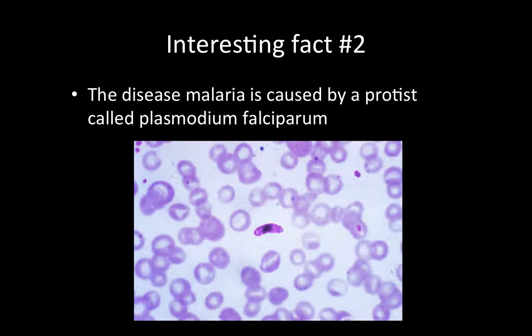Interesting fact number 2. Malaria, which everybody has heard of before, that's actually caused by a protist. A lot of people say, oh, it's caused by a mosquito. What it actually is that it's caused by a protist that the mosquito is carrying. The mosquito is just a flying syringe that actually transports that around. This right here is actually going to be the plasmodium.